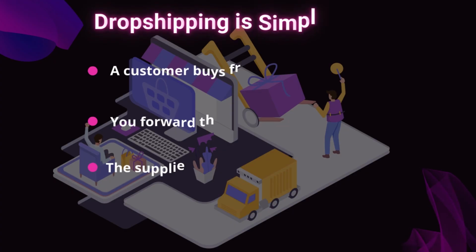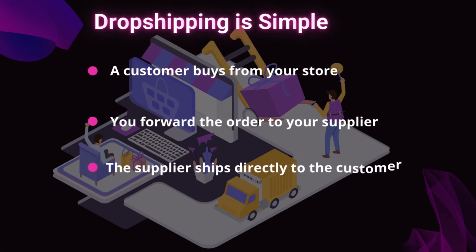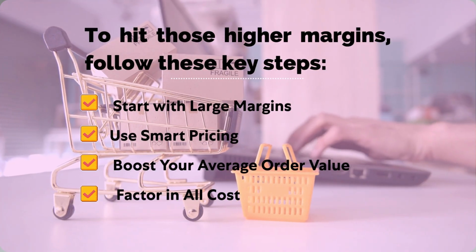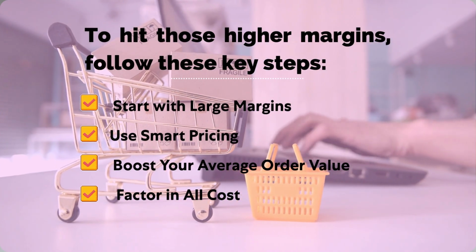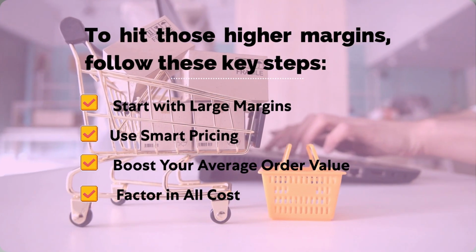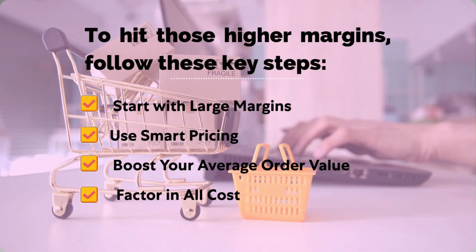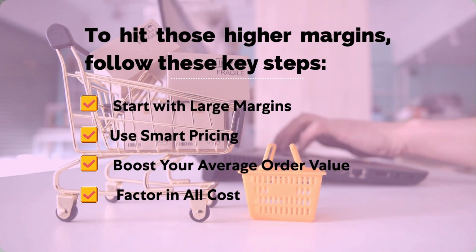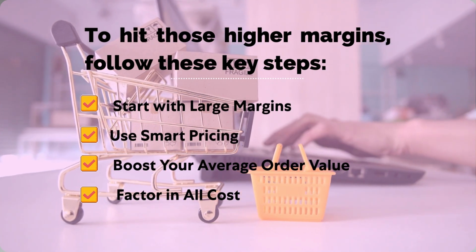Dropshipping is simple. A customer buys from your store. You forward the order to your supplier. The supplier ships directly to the customer. Your profit is what's left after product cost, advertising, shipping cost, and platform fees. Beginners often see 10 to 30% profit margins, but experienced sellers can reach 40 to 60% when they price smart and work with good suppliers.